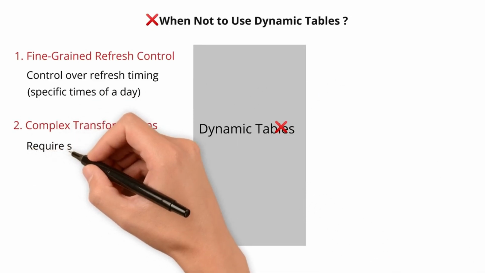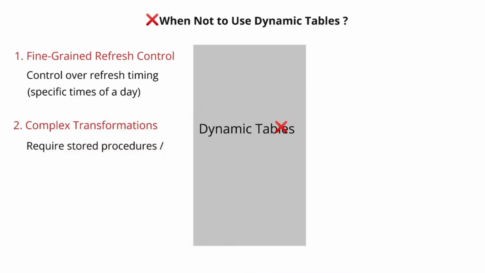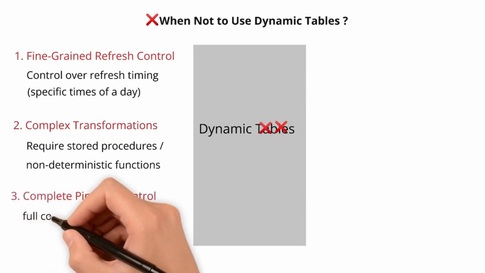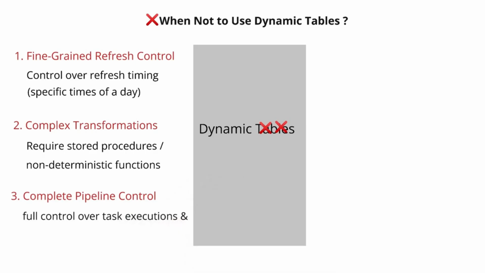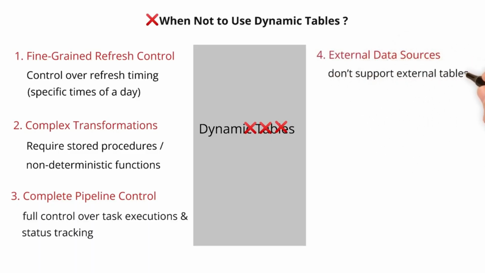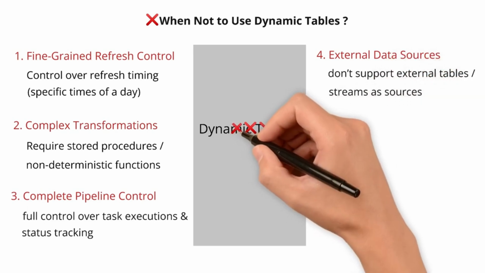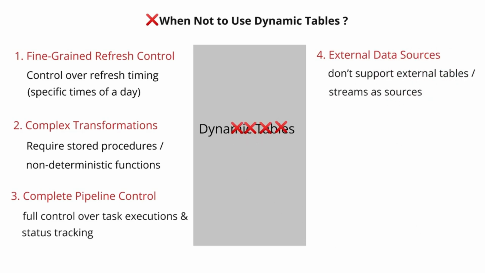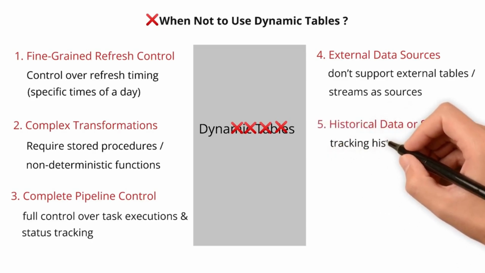If your transformations require stored procedures or non-deterministic functions, dynamic tables won't support those. If you need full control over task executions and status tracking, manual orchestration with streams and tasks is better. Dynamic tables don't support external tables or streams as sources, so they are not suitable if you need data from external storage.